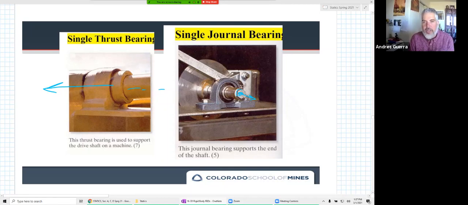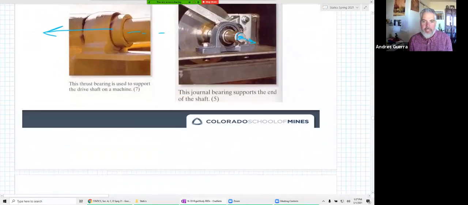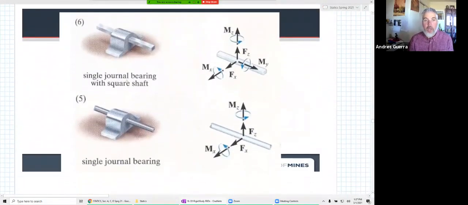So there is no force. But again, thinking about this just as a real world object, it allows rotation on one axis, but it doesn't allow rotation on the other axes there. Okay, we can also see things with square shafts.